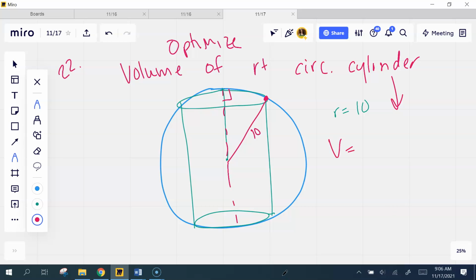What's the volume? What's the volume of a right circular cylinder? Somebody? Pi R squared H. Alright, so we found R. Let's label everything. We can just find H. Let's do implicit differentiation for H. No, wait. We've got R of the sphere. We don't have R of the cylinder.